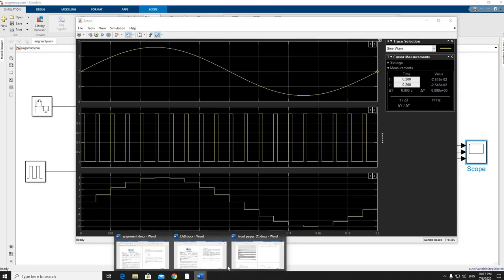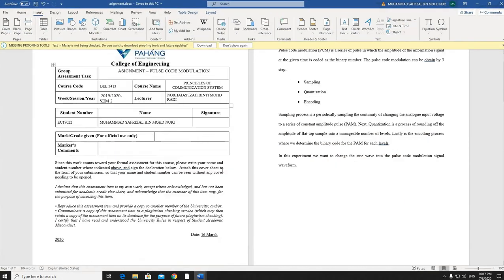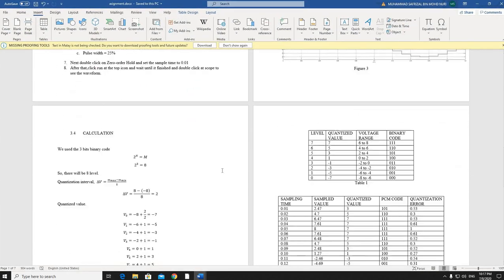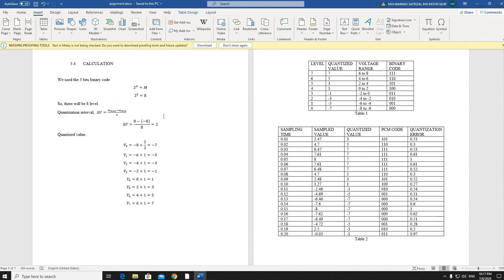This is the calculation that I already did. I used 3 bits, so I have 8 levels. Then we calculate the interval, delta V, and we get 2. Then we calculate the quantized value, which is right there.